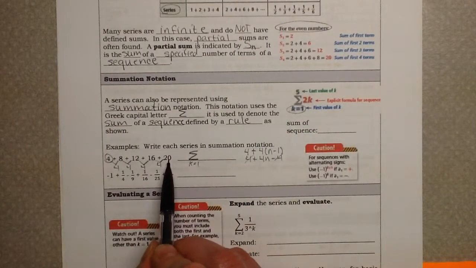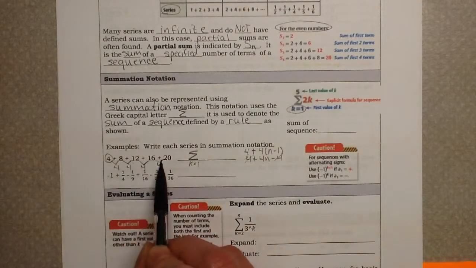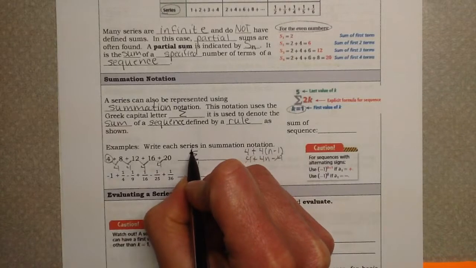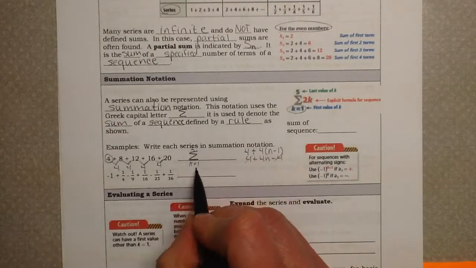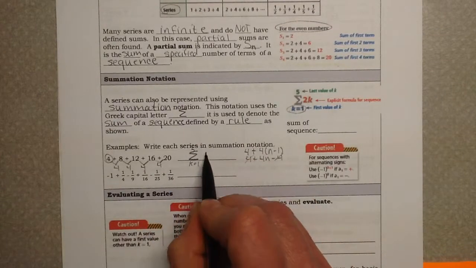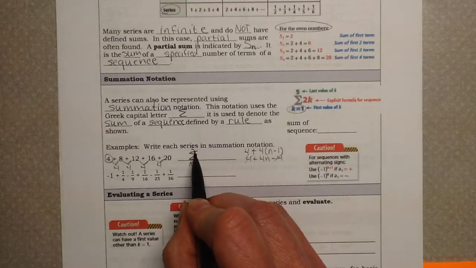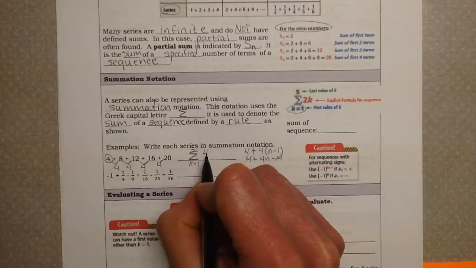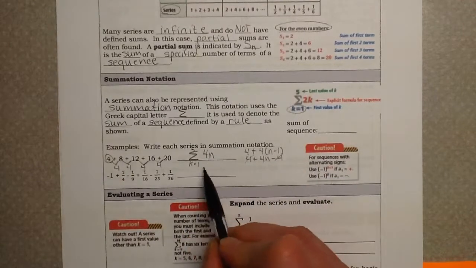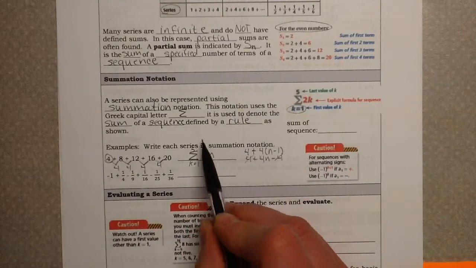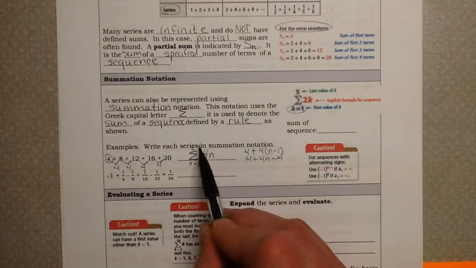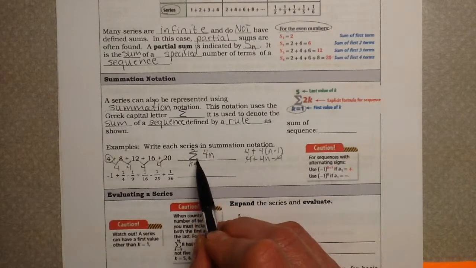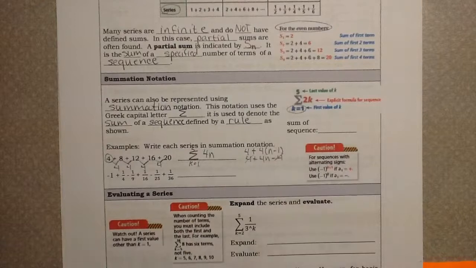Well, how many terms do I have here? I have 1, 2, 3, 4, 5. So 5 is going to be at the top here. So this is going to keep going around in a circle, starting with the first term and going around until you get the 5th term. We're going to use the rule for n. So the first time I would go around, this would be 4 times 1. Then it would be 4 times 2, 4 times 3, 4 times 4, 4 times 5. And then I would stop and I would add all of those values together.